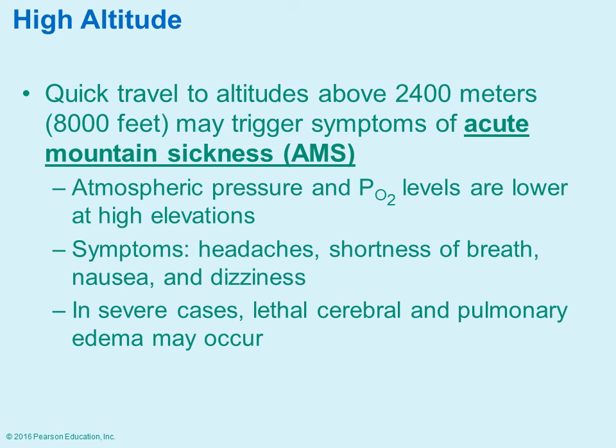High altitude does have an effect, in terms of what we call acute mountain sickness. When you travel very quickly to a high altitude, your book will say 8,000 feet. For some people, it's even lower than that. The atmospheric pressure decreases as you increase in elevation. And because of that, the partial pressure of oxygen also decreases. In other words, there's less oxygen as you go up in higher elevation. So your body has to adjust for that.